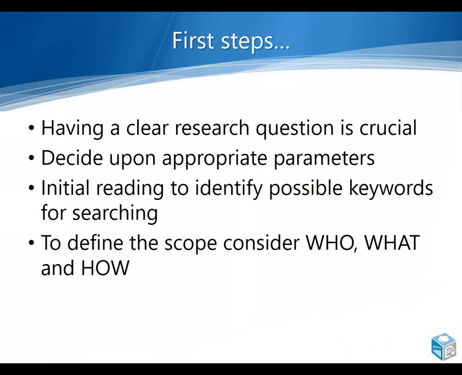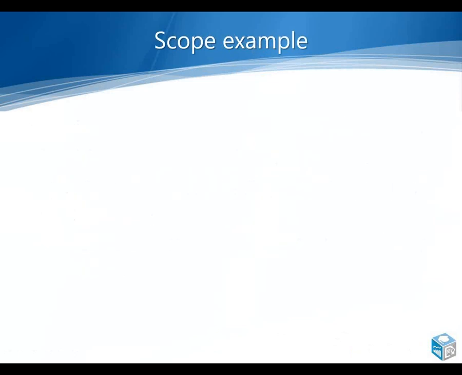So just to explain what I mean by those three terms, the who refers to who the research question is about. The what refers to what the researcher needs to find out in order to answer the research question. And the how is exactly how the study will impact on the who. So let's give you an example of that.